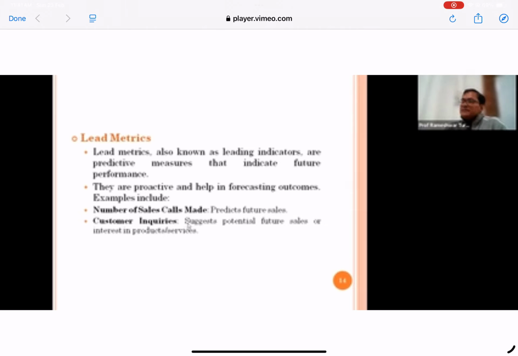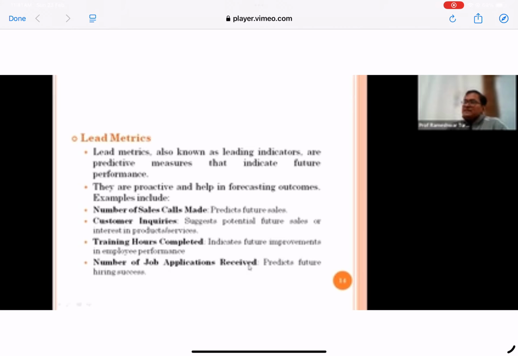Customer inquiries suggest potential future sales or interest in a product or service. Training hours completed indicates that a person might have learned: 0 training hours, 10 hours spent on training, 20 hours spent on training. That tells us a person has spent a lot of time on learning new skills, and probably might have learned new skills.